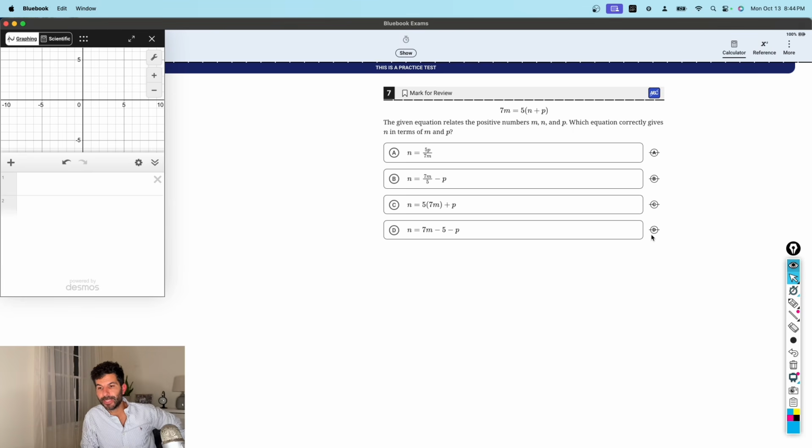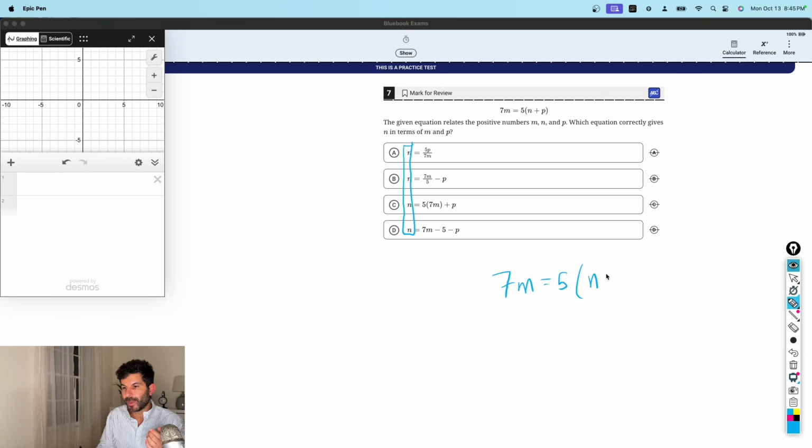Question 7. The given equation relates the positive numbers m, n, and p. Which equation correctly gives n in terms of m plus p? So what did we do in the other module? We knew that everything needed to be in terms of n. So I'm going to try to do this by hand by getting n by itself.